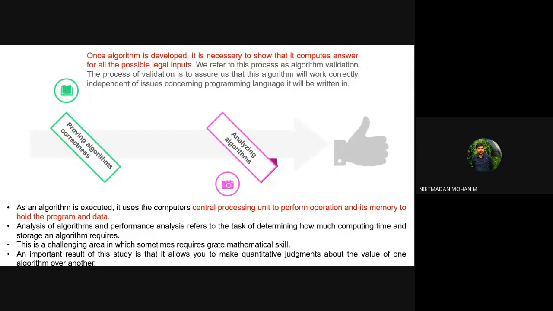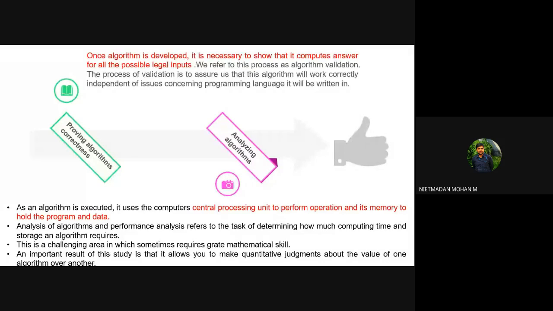Next one is proving algorithm correctness and analyzing the algorithm. Once an algorithm is developed, it is necessary to show that it computes the answer for all possible legal inputs. As I already mentioned, if the algorithm is not producing the output for a legal input, then we want to recheck the algorithm, correct it, and present it again. And analyzing the algorithm.